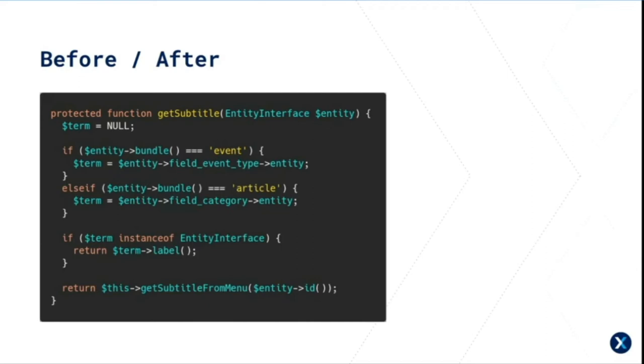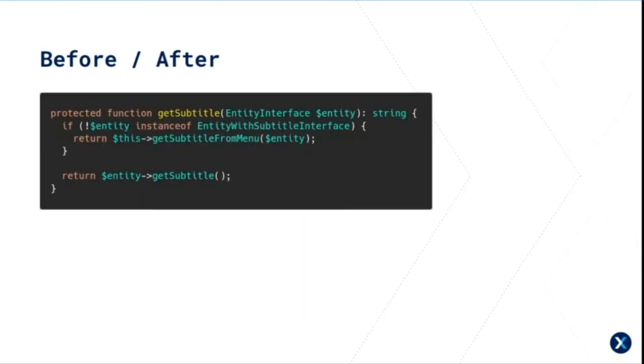So in this example, this is a before and after. Well, this is before. You can see we've got a custom block plugin that has a method to get the subtitle that's going to display on a hero banner type thing. And it's got these if statements, which we don't like. So we're going to check if it's an event, then we're going to look at the event type field and try to get a taxonomy term from that. But if it's an article, then we're going to look at the category field and try to get a term from that. And then if we have a term, we're going to get the label. And if we don't have anything yet, then we're going to go to some fallback.